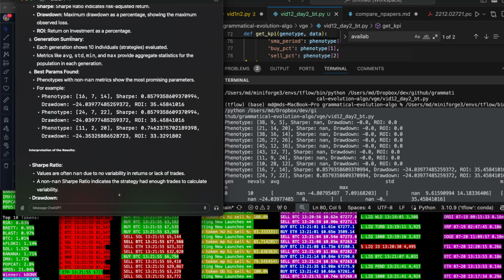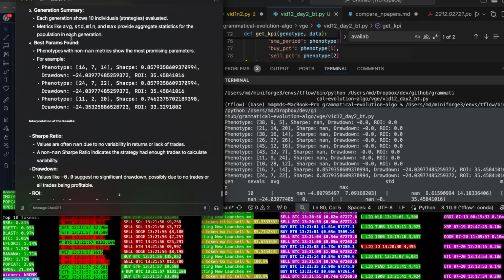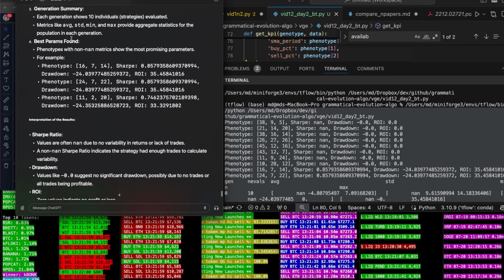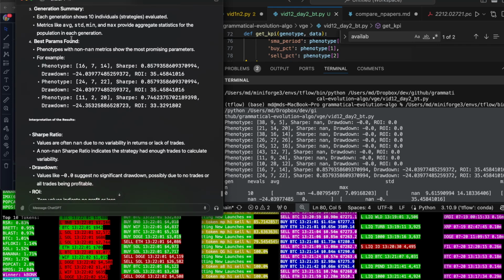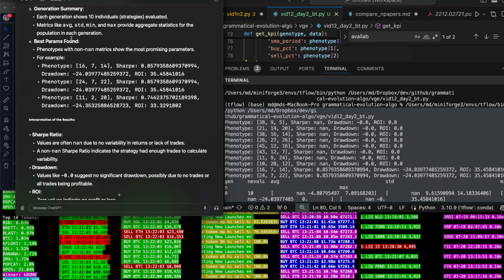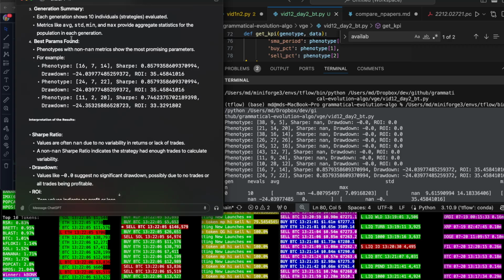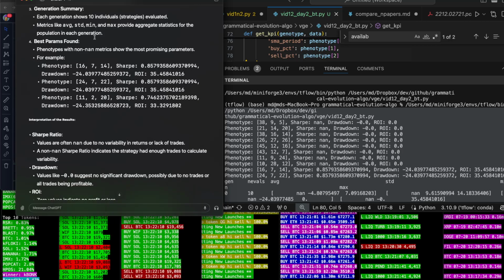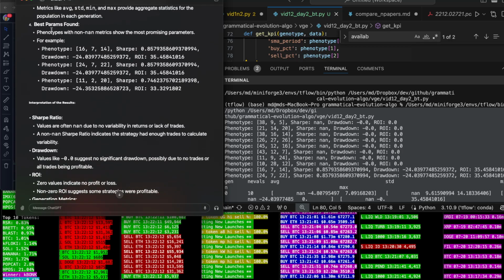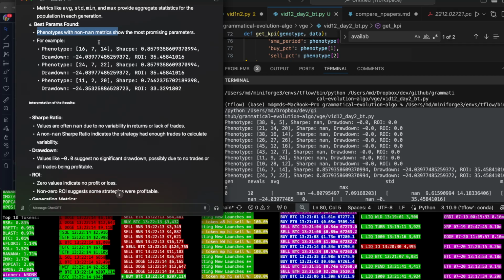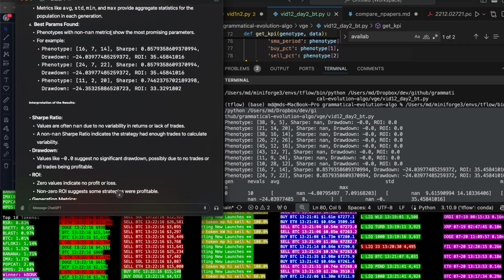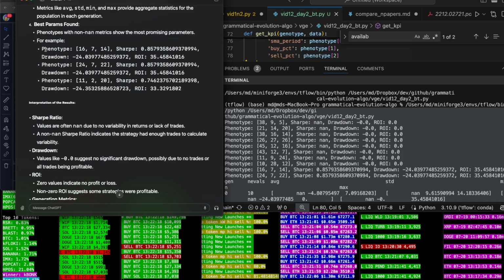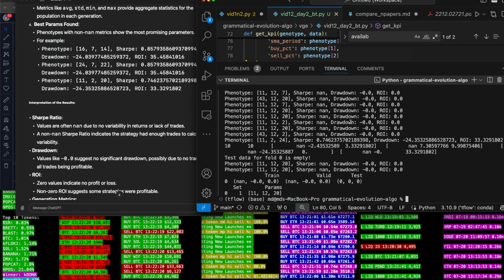Return on investment as a percentage. Generation summary: each generation shows 10 individuals. Strategies evaluated: metrics like AVG, STD, MIN, and MAX provide aggregated statistics for the population in each generation. The best params found: phenotypes are non-NaN metrics showing the most promising parameters.